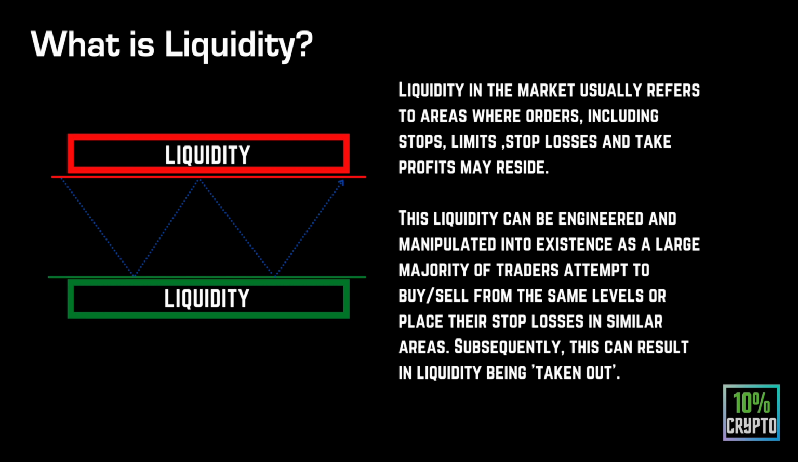So what is liquidity? First thing I want to talk about, with liquidity, there's different definitions in different contexts, right? The context that we're talking in is within the market. On our charts, there's liquidity or zones of liquidity. So liquidity in the market, as I've said here, usually refers to areas where orders, including stops, limits, stop losses, and take profits may reside. This liquidity can be engineered and manipulated into existence as a large majority of traders attempt to buy or sell from the same levels or place their stop losses in similar areas. This usually results in liquidity being taken out.